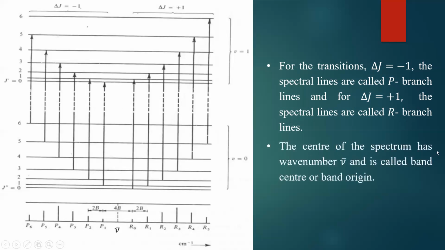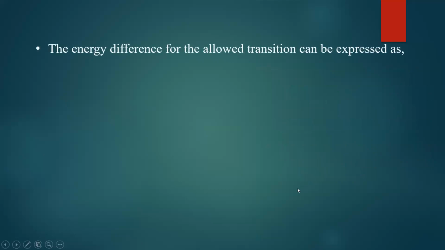The center of the spectrum has wave number nu bar, which is called the band center or band origin. That is observed because of the vibrational energy level transition, that is, V equal to 0 to V equal to 1 transition. And that gives a single line observed at the center, which is called the band center or band origin. Okay. The energy difference for the allowed transitions can be expressed in the form of a mathematical expression.